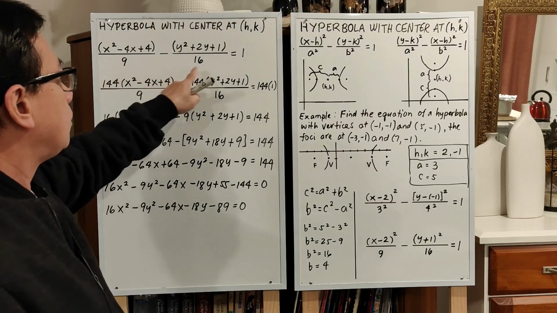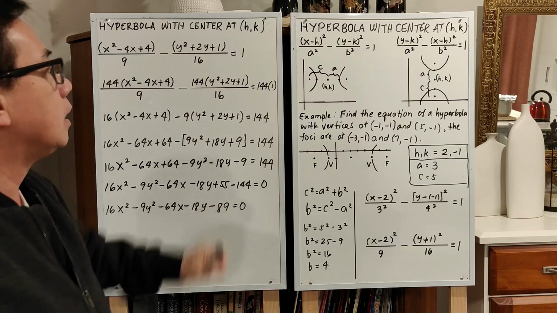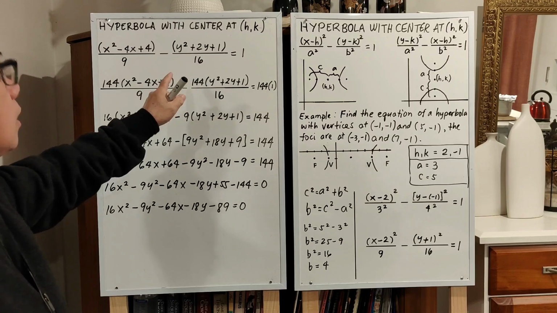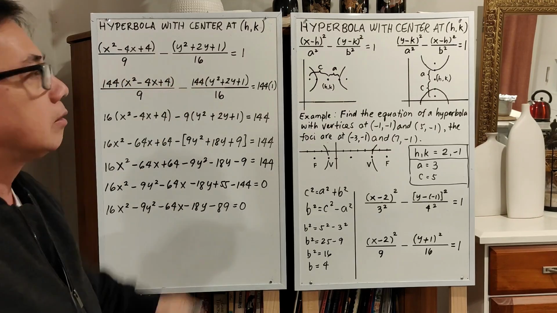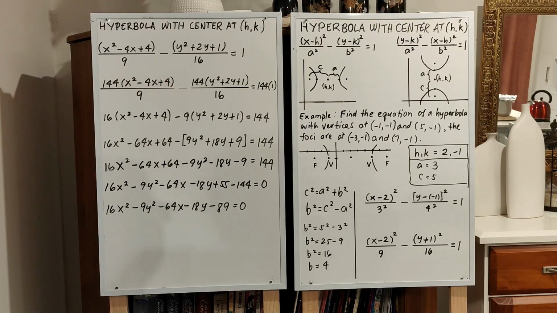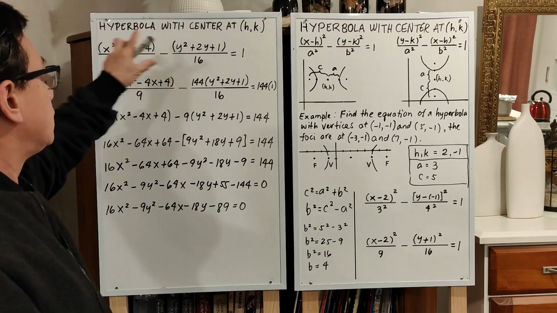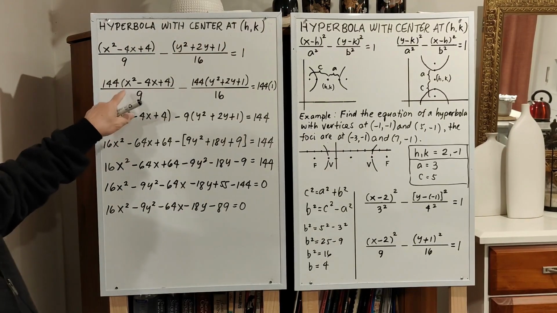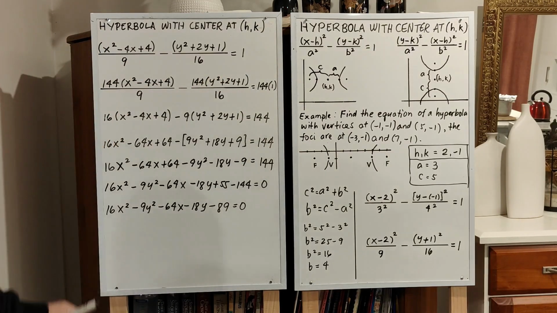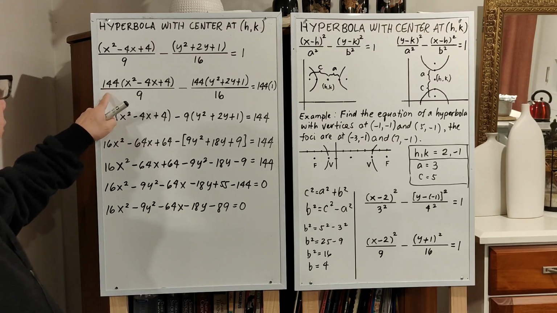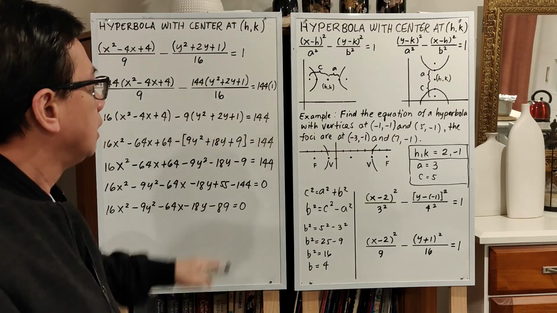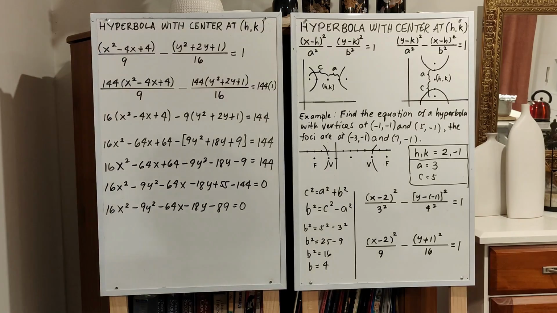To remove the denominator, we need to multiply each term by the LCD. But 9 and 16 have no common factor, so we just multiply 9 and 16 to get the least common denominator. 9 times 16 is 144. So we multiply 144 to these three terms: 144 times this, 144 times this, and 144 times 1. So we can now cancel. 144 divided by 9 is 16. 144 divided by 16 is 9. 144 times 1 is 144.